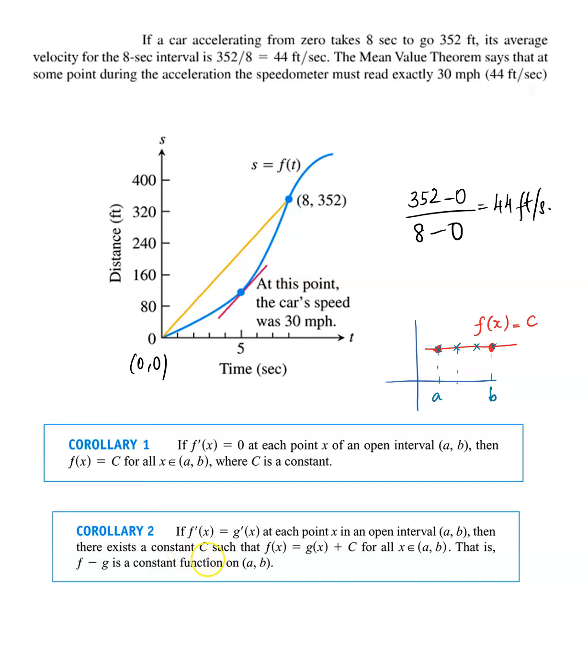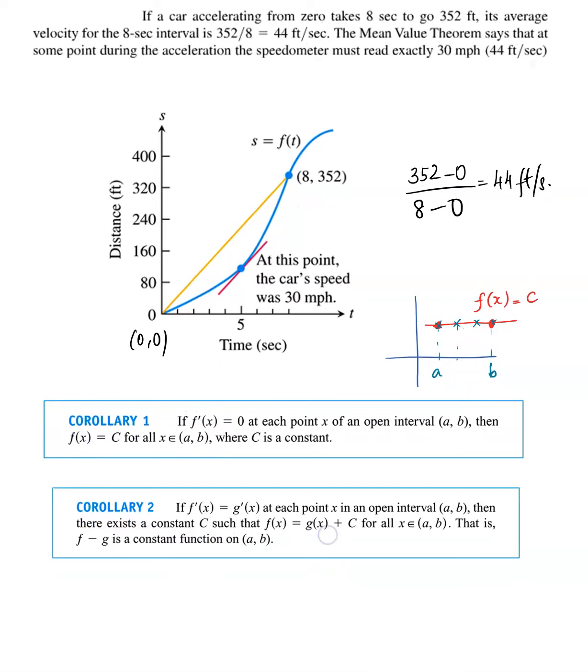Now corollary 2 states that if f prime of x is equal to g prime of x, like we saw in the mean value theorem, if the slopes of two different functions are the same, then those two functions must be separated by a constant. In other words, those two functions must be parallel.